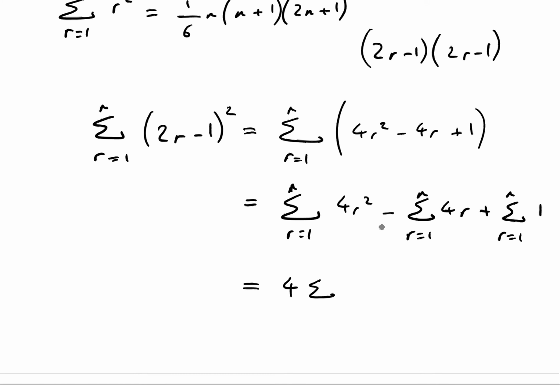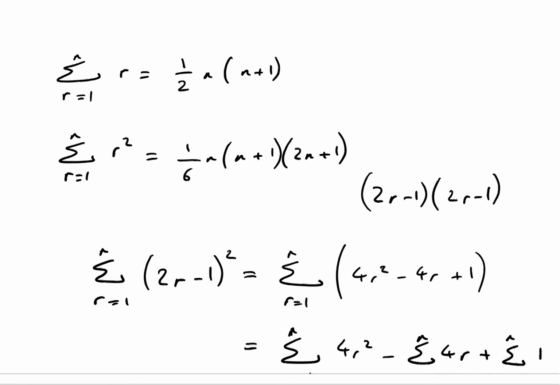Okay, it's just being multiplied by a factor of 4. That's all it's doing. So it's the summation of r squared, minus 4 times the summation from r equals 1 to n of r, plus the summation from r equals 1 to n of 1. Okay, and I know the summation of r squared. I've got it written down here.